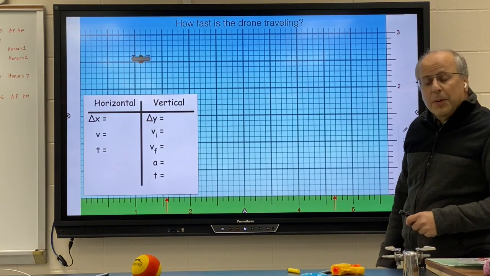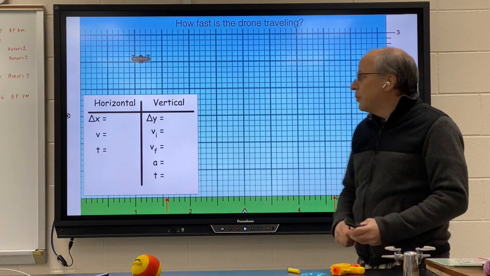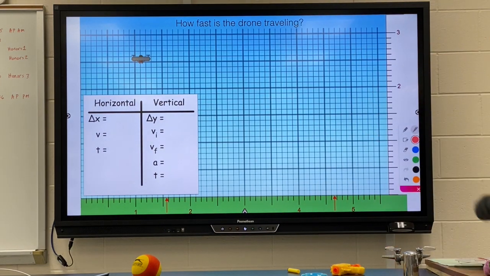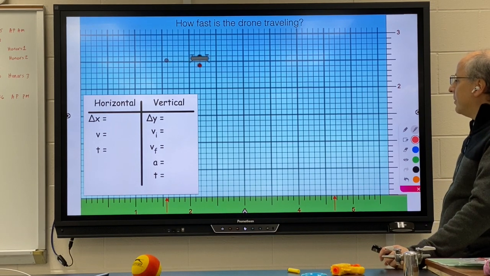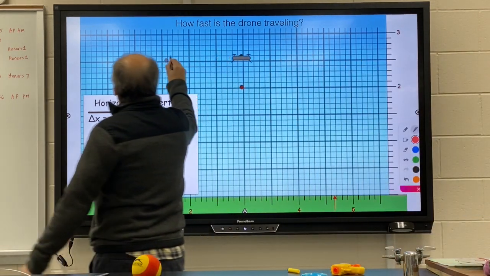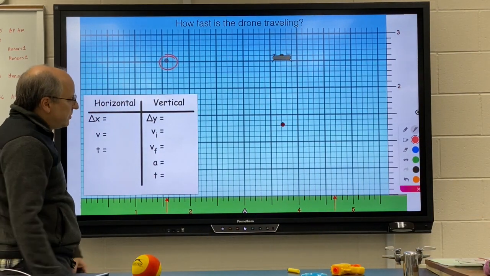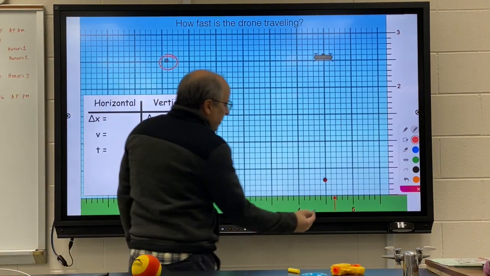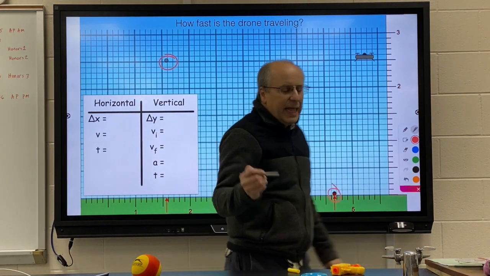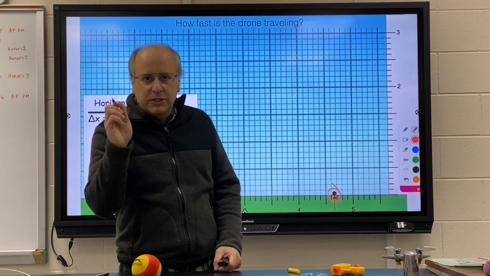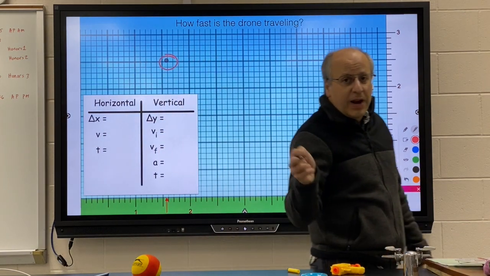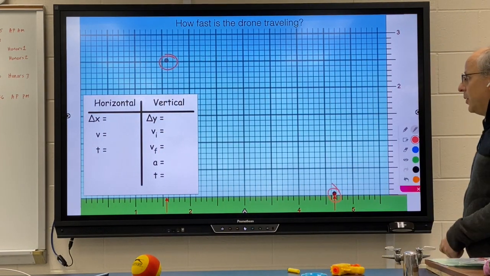So let's do a couple problems just to make sure you're clear on how this works. We'll have our little drone flying over the football field, and this time we will track the motion of the ball. So this is where we let go. That's the initial. This is where it lands. That's going to be the final. Realize the final happens the millisecond before it hits the ground. Once it hits the ground, it's not a projectile anymore.